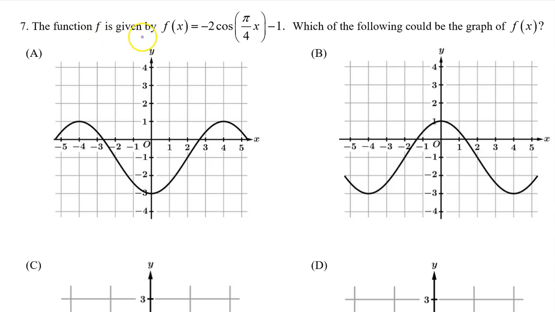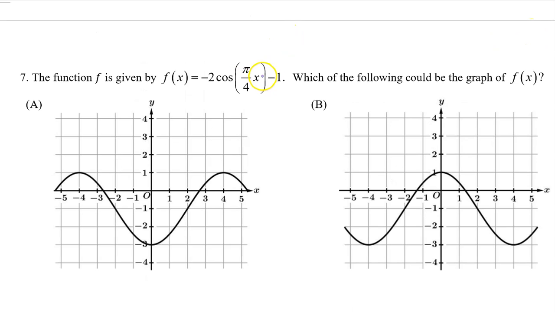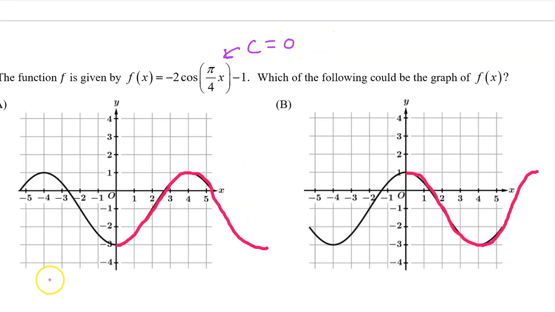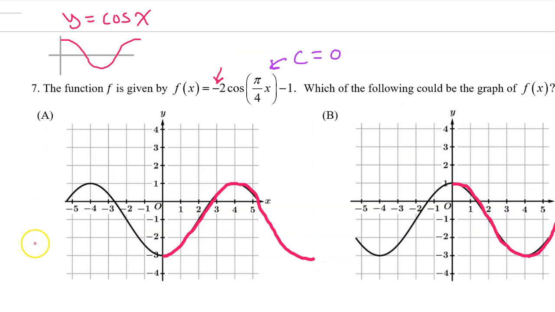Number 7, the function f is given by f of x equals -2 times cosine of pi over 4 x minus 1. Which of the following could be the graph of f of x? Notice that there is no c value, so there is no phase shift. The lack of a phase shift means that one period of the function will start right at 0, like this, or like this. We have memorized that the parent function y equals cosine x looks like this.